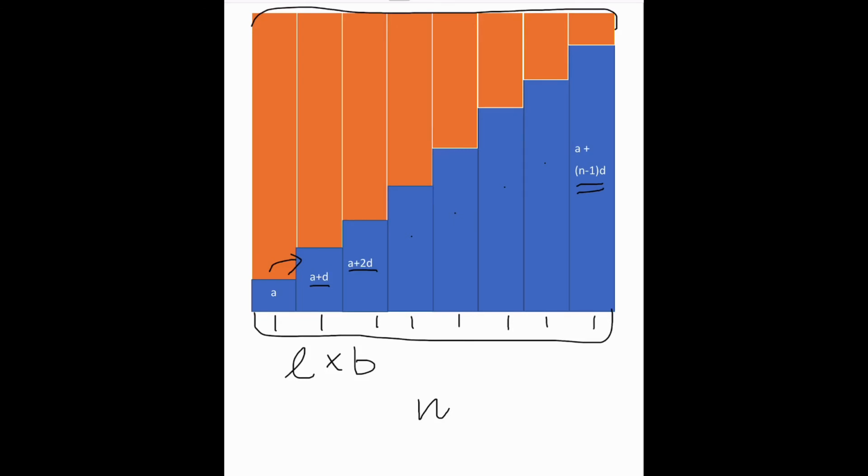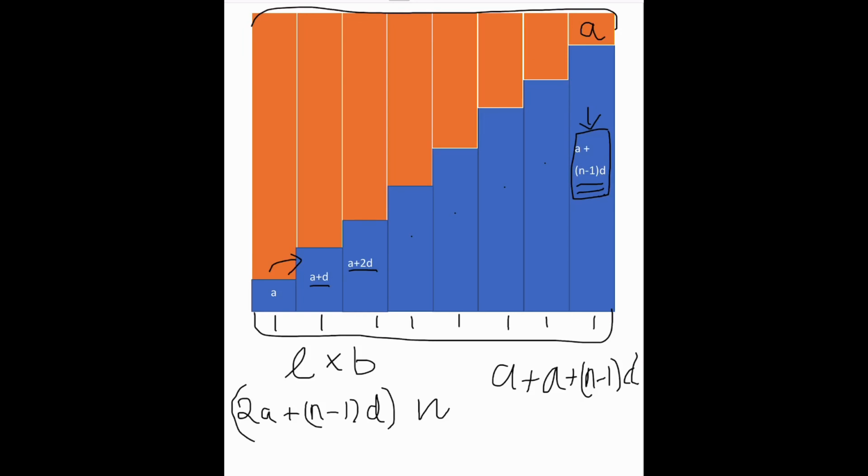And what is the length? If you notice, this brown one has a length A, and this blue one below it has a length A plus (n minus 1)D. So the length of this whole big rectangle will be nothing but A plus A plus (n minus 1) into D. And this is nothing but 2A plus (n minus 1) into D, right?